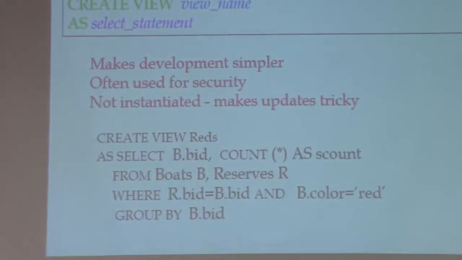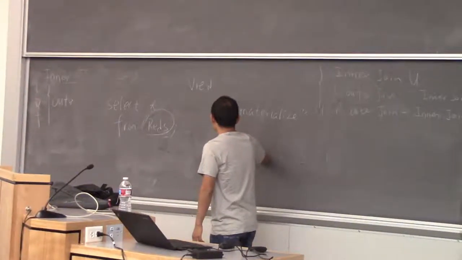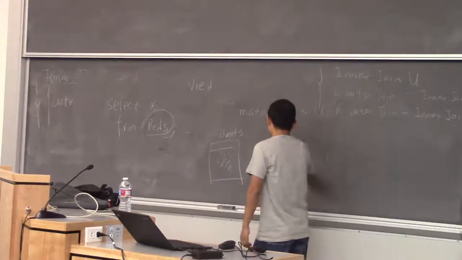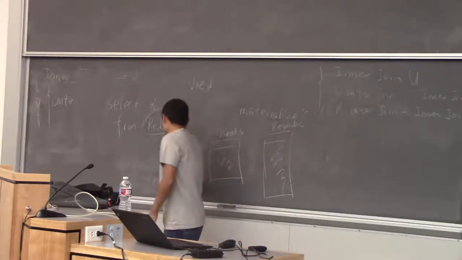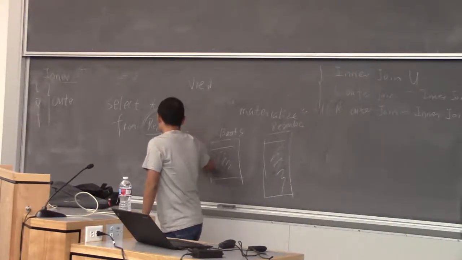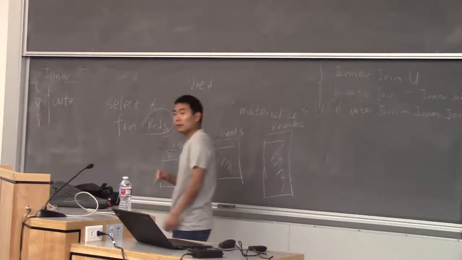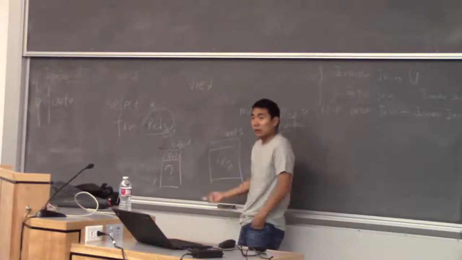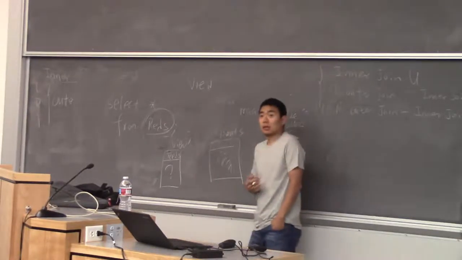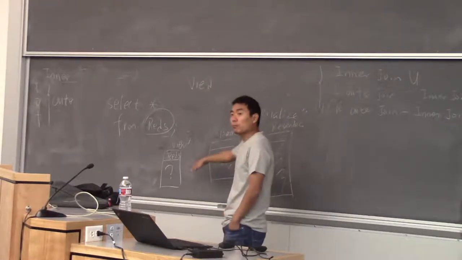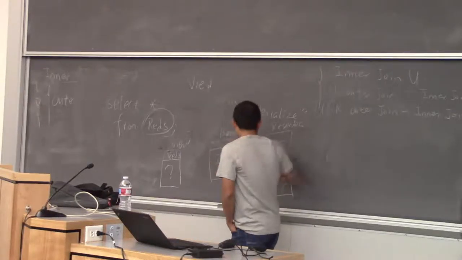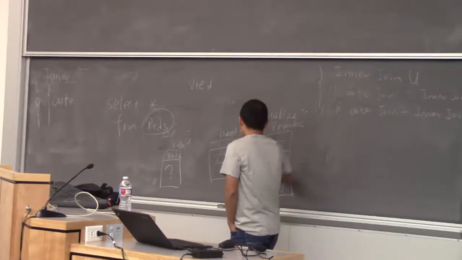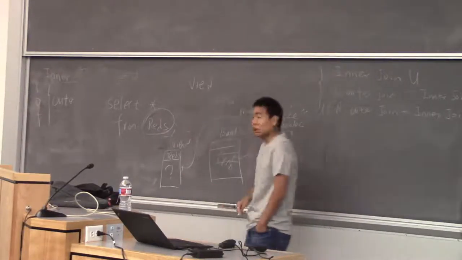Okay? If you think about this as the boat, this as the reserve, now you have a view of red. The question is, do I have an instance here? You can go either way. You can argue, yes, I should produce the instance at the moment you define it, meaning that I use the red records from this, I join them, and that gives me some records here, I should put them here.